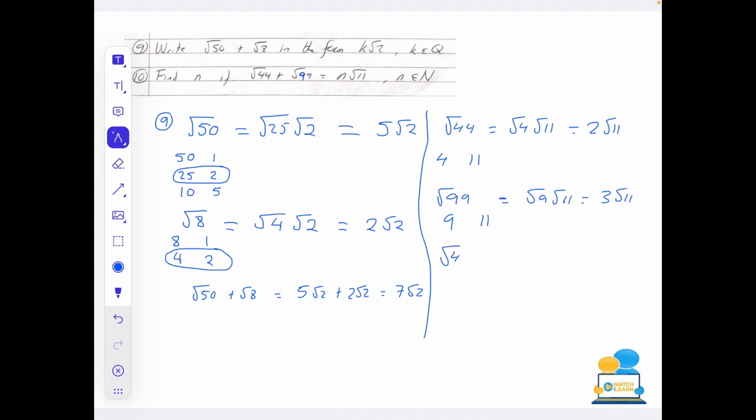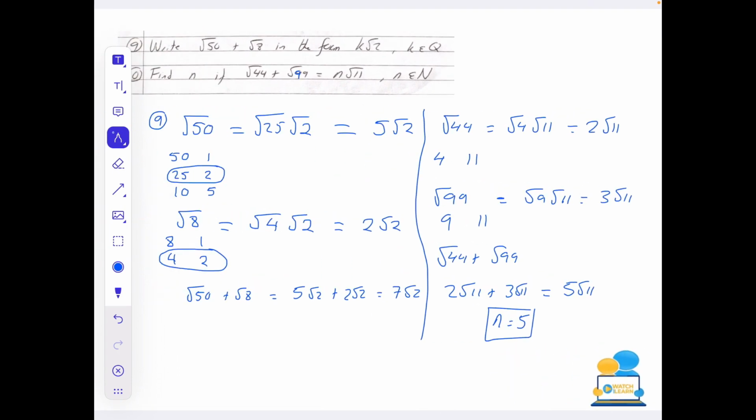And we want to do root 44 plus root 99. So I can just say that that is 2 root 11 plus 3 root 11, which is 5 root 11. The question said find n. N is the number in front of the root 11, so n is equal to 5. Okay, I know it's very quick, but that is really all there is to surds. There is not much more to it. And I think if it was to come up in an exam question, that would be an expected way it might come up if it were to appear in your leaving cert.